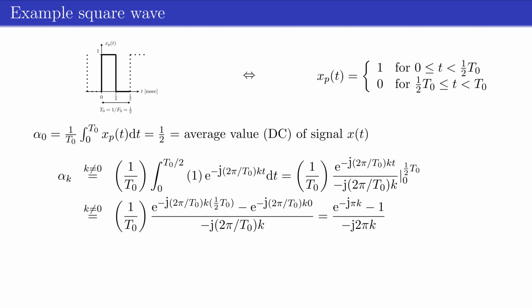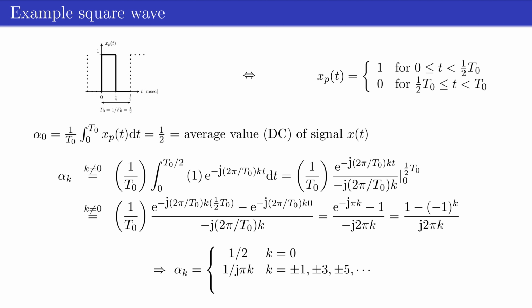Writing out all parameters, this results in the given expression, which can be simplified by using the fact that exponent to the power minus j pi over k equals minus 1 to the power of k, resulting in this final expression. Combining all results gives alpha 0, which is the DC value of the ideal square wave, equals 1/2.